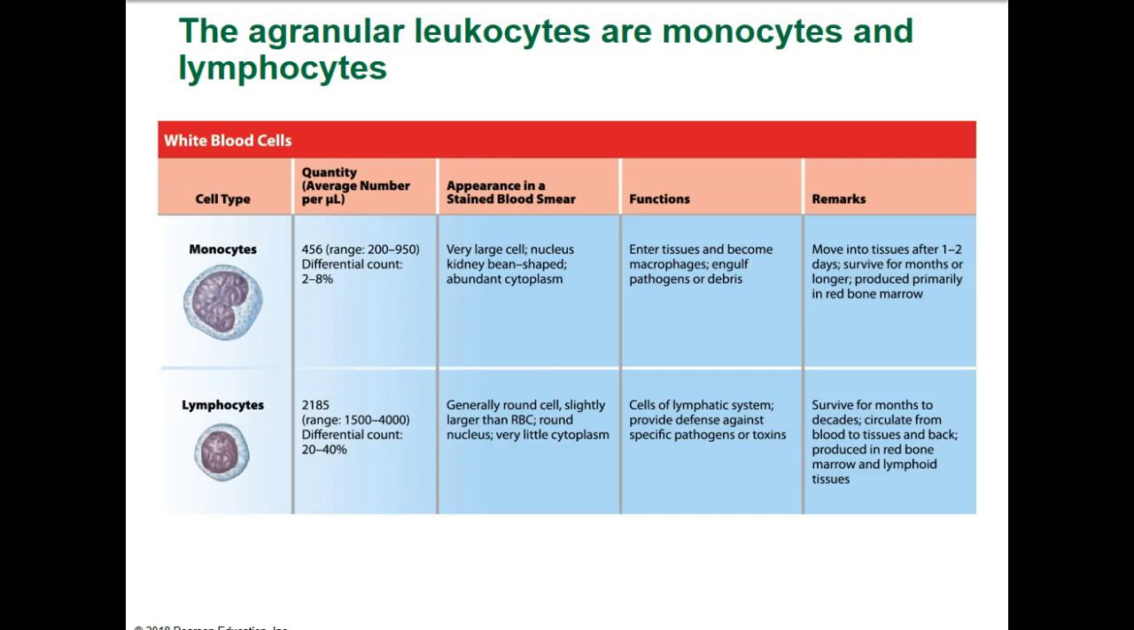And then the basophils, they're round cells. The nucleus is generally not visible because they have so many granules. They enter the damaged tissue, release histamines and other chemicals that promote inflammation. The survival time is unknown in this case. They assist the mast cells in producing inflammation, so they actually help in the inflammatory response. They don't reduce inflammation as the eosinophils do. And they're produced in the red bone marrow.